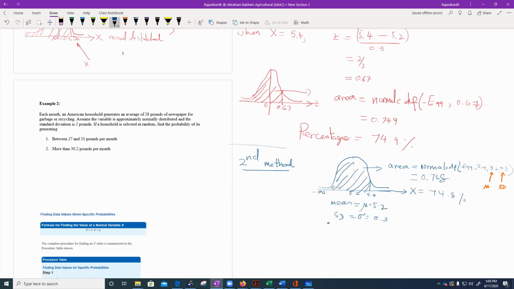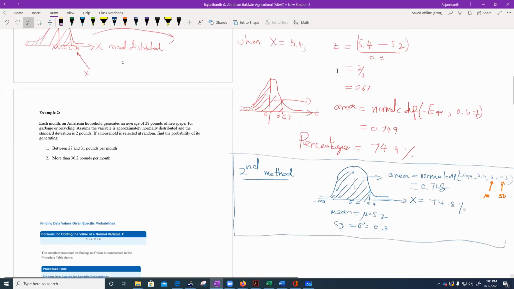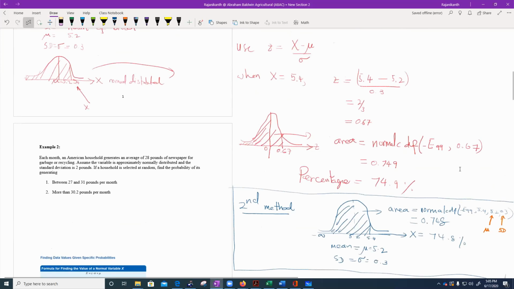So you could use it either way, directly using the calculator without changing into a standard normal, or just change into standard normal and then use the normal CDF without putting the parameters. Okay, so that is up to you. You could choose any one of these two methods.